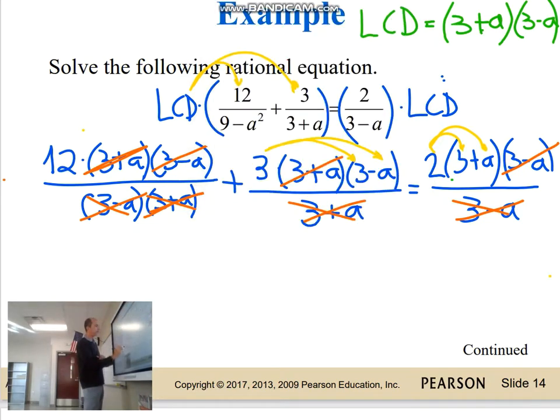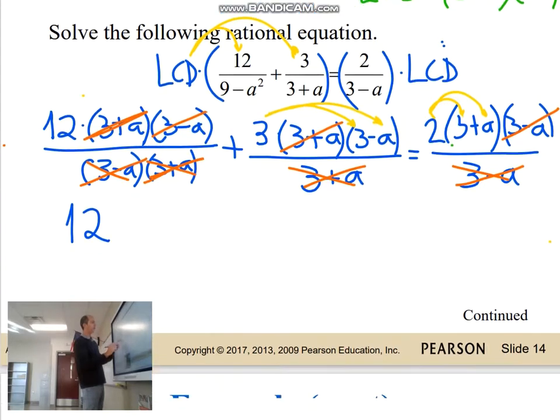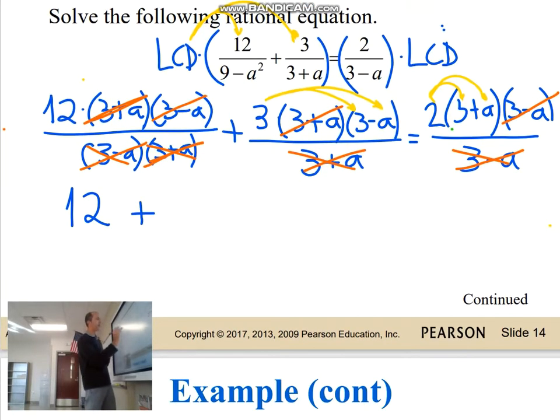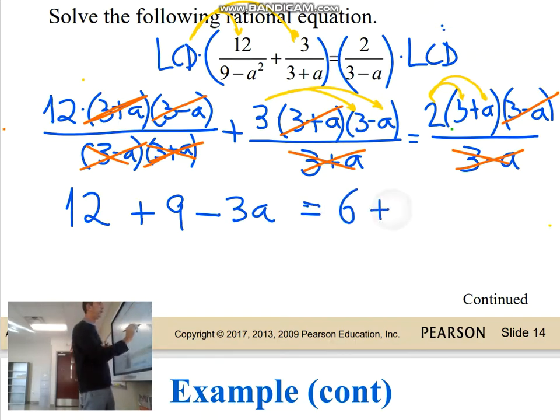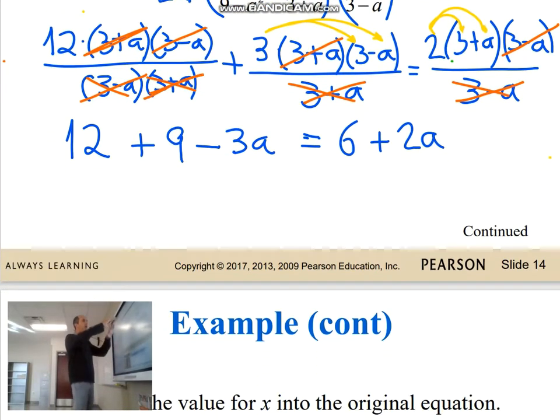And we will have 12, nice, 12 and nothing else, plus 3 times 3, 9, 3 times negative a, negative 3a, equals 2 times 3, 6, 2 times positive a, 2a. That's it. All this whole very complicated thing, lots of terms, lots of factors, became a very simple equation.